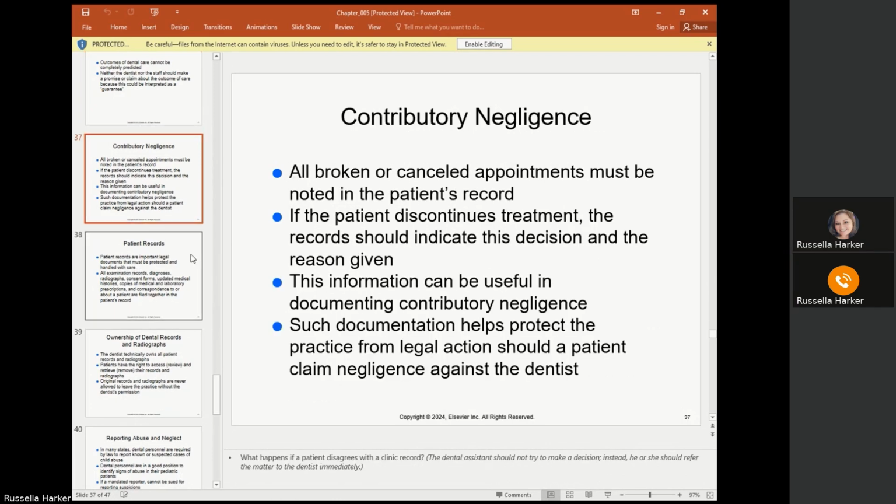On the next slide, contributory negligence occurs when a patient's action or lack of action negatively affects the treatment outcome. The patient's record should include notations of broken appointments or last-minute cancellations. These actions may be interpreted as contributory negligence on the part of the patient. So documentation of broken or canceled appointments helps protect the practice from legal recourse should a patient claim negligence against the dentist.